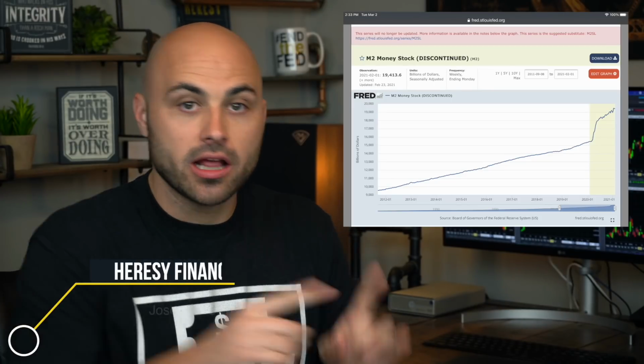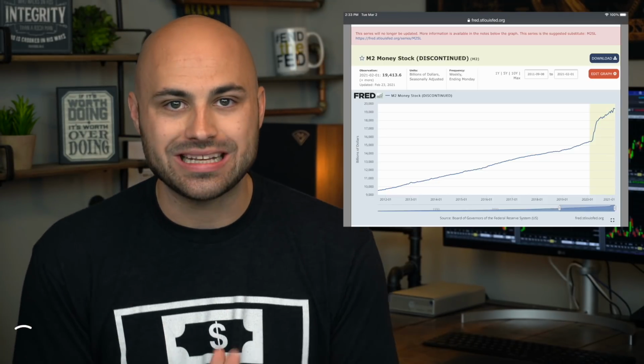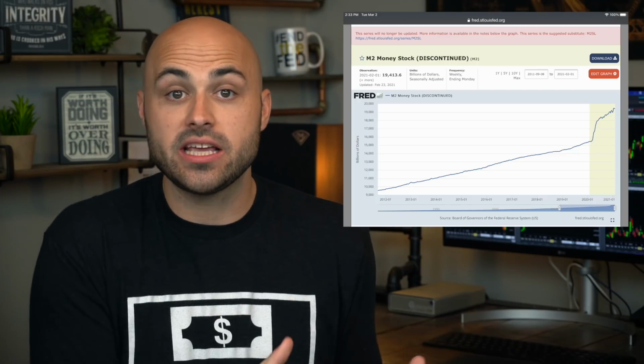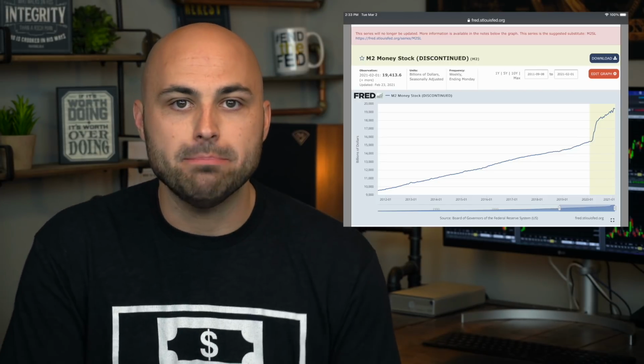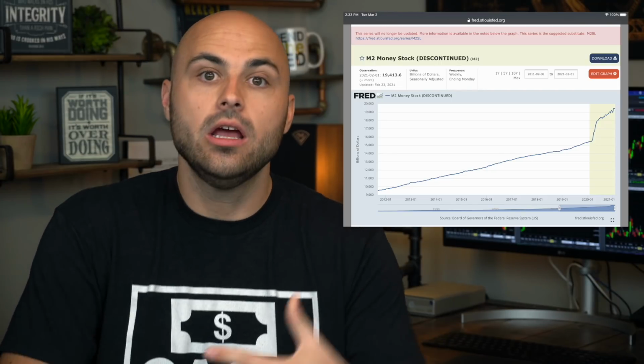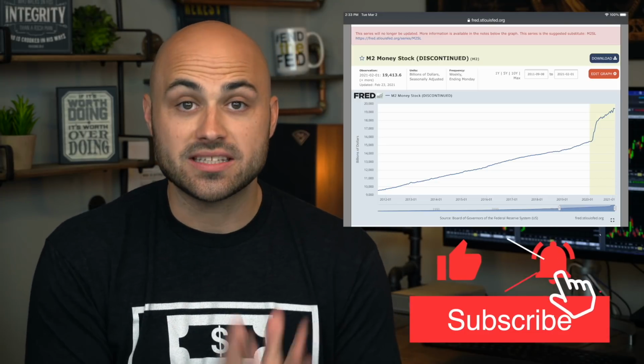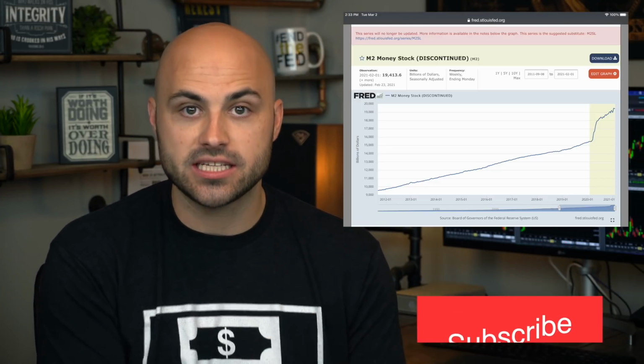Take a look at this chart. This is the traditional measure M2, the money supply, the money stock. You can see here, obviously, pretty much any measure of the money supply, you're going to have a spike at the beginning of 2020 when a bunch of new money was pumped into the system to deal with COVID. Now, you can see here that it says discontinued on it.